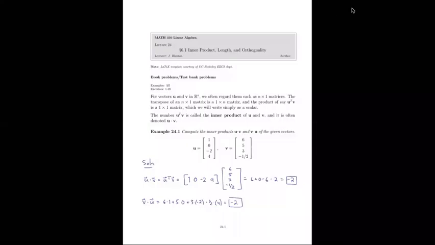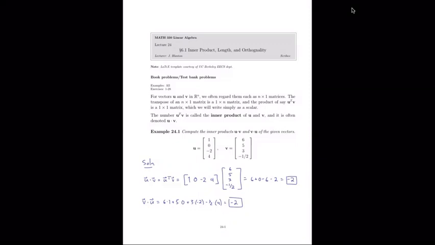6.1 is the inner product, length, and orthogonality of vectors. So the inner product will probably be familiar to most students in the course. This is going to look like the dot product, as it's called in physics and oftentimes in multidimensional calculus. Once we have a dot product, we can discuss what the length of a vector is. We'll call that the norm sometimes, or the magnitude maybe even.